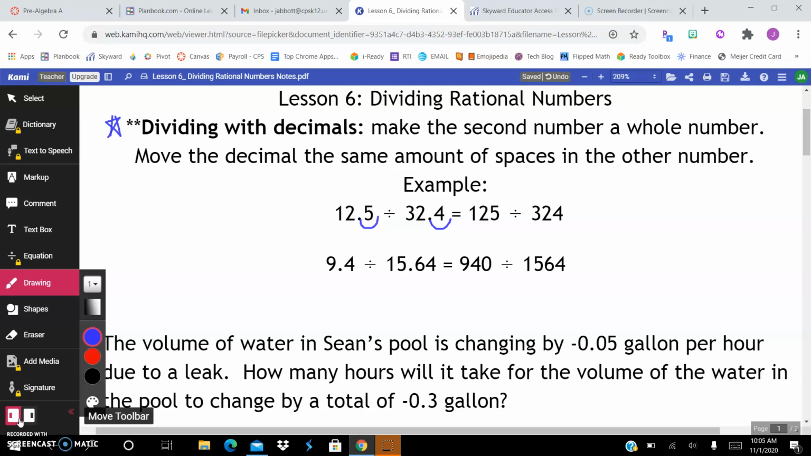And then for one more example, 9.4 divided by 15.64, that second number would have to go over 2 spots. So then I have to move this one over 2 spots, but then there's not a number there, so I have to fill in that space with a 0. So that would become 940 divided by 1564.